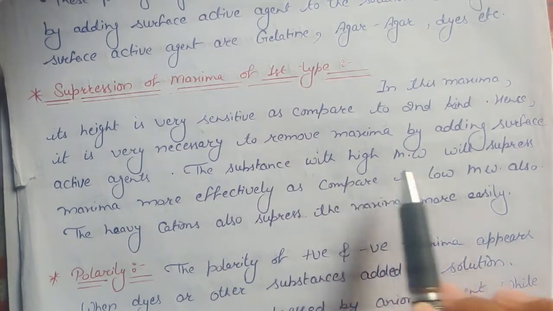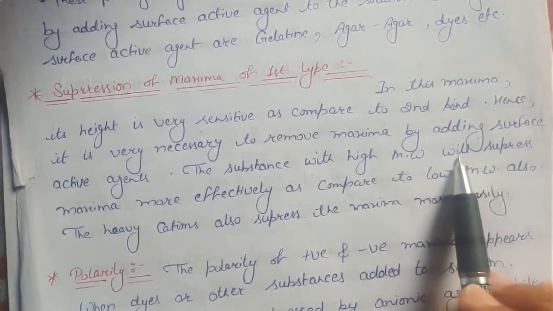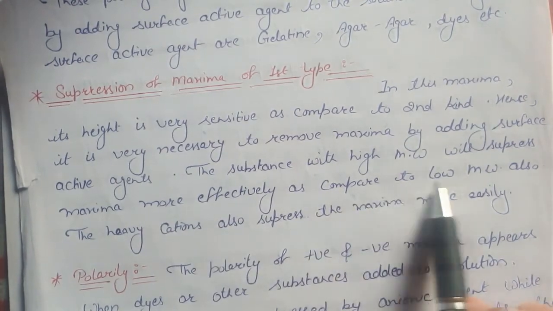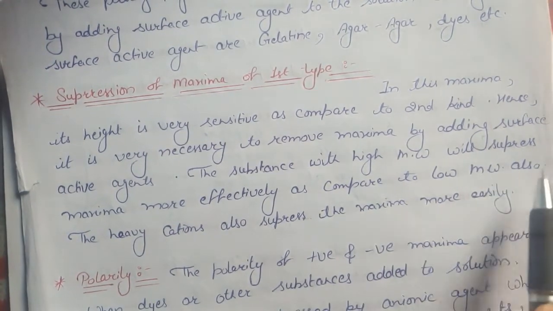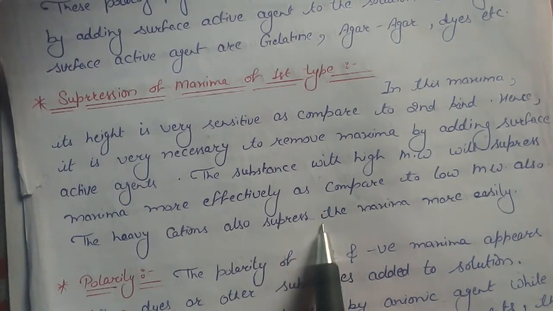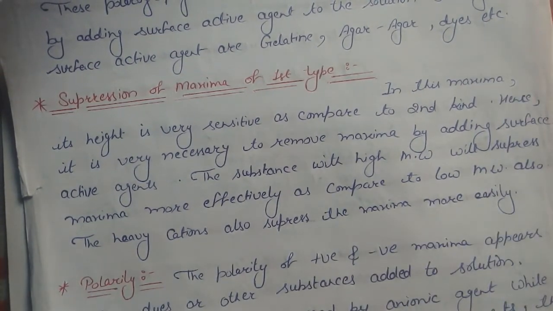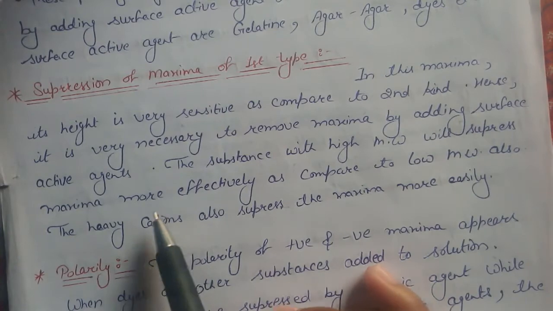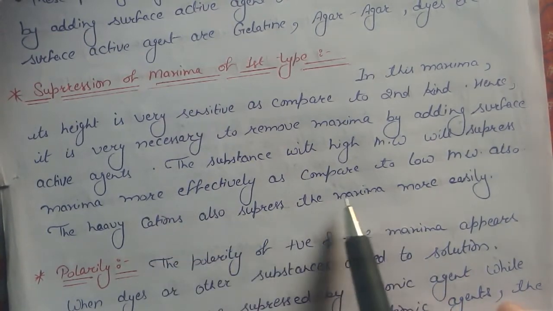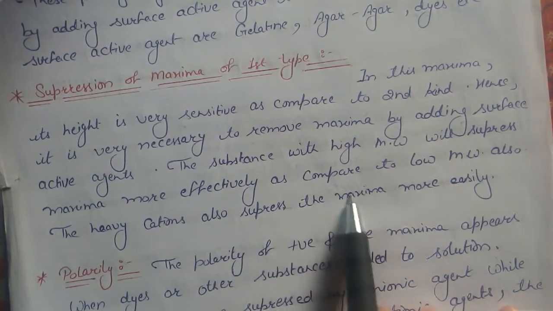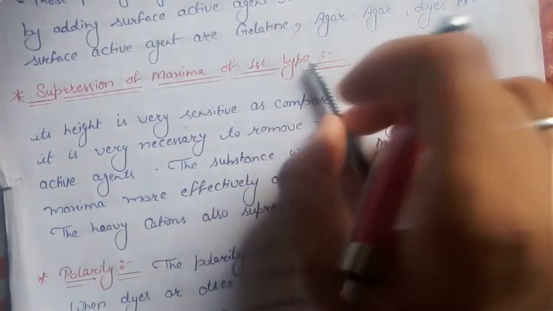A substance with a high melting point will suppress the maxima more effectively as compared to one with a low melting point, right? Also, heavy cations also suppress the maxima more easily. So you can say we can use a high amount of suppressor for the maxima, right? And cations can also be used to suppress the maxima.